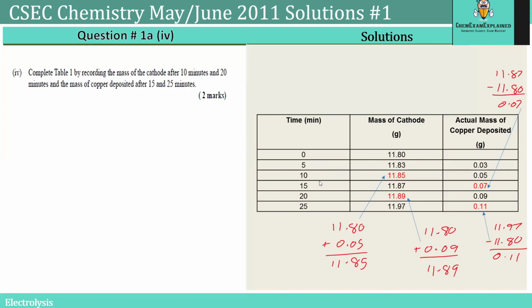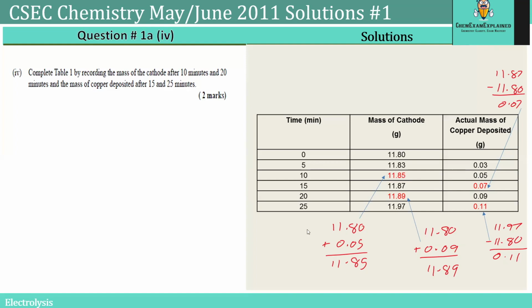But after 10 minutes, that space was blank, so we have to fill in that information. But what do we have? We have the actual mass of copper deposited to be 0.05 grams. Therefore, all we need to do is to add the 11.80 with the 0.05 grams to get a mass of 11.85 grams after 10 minutes.